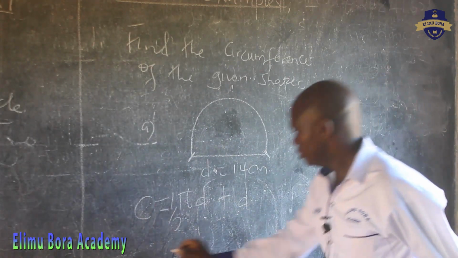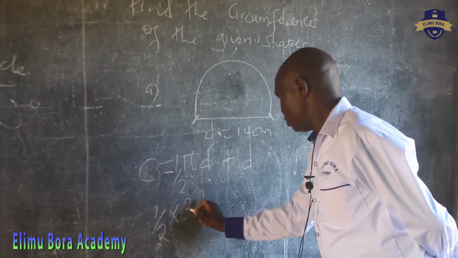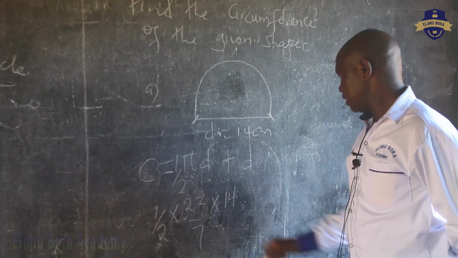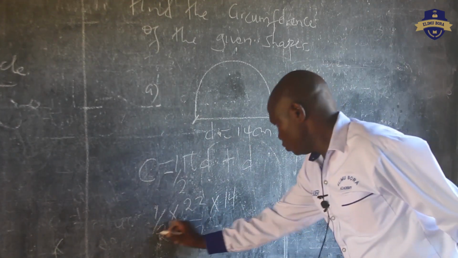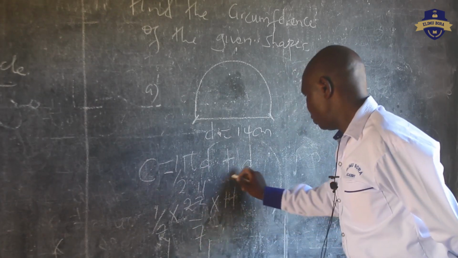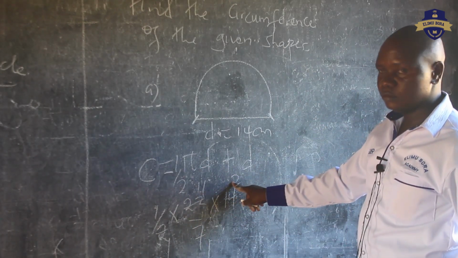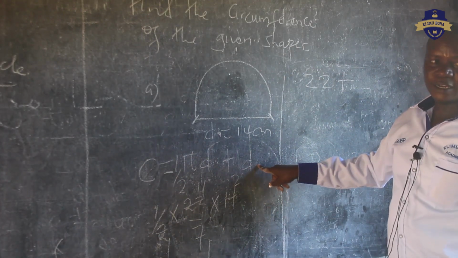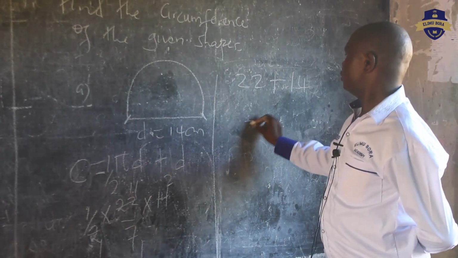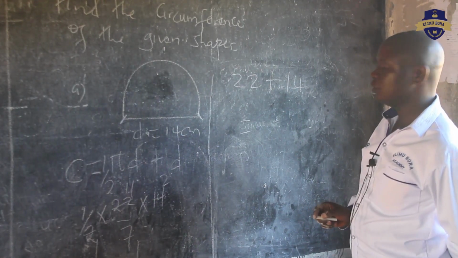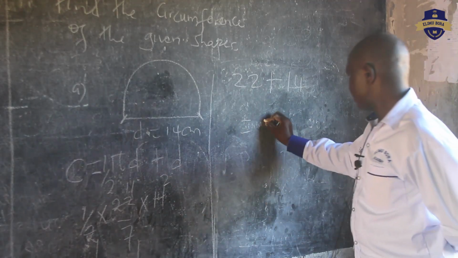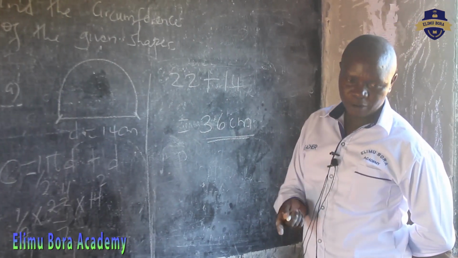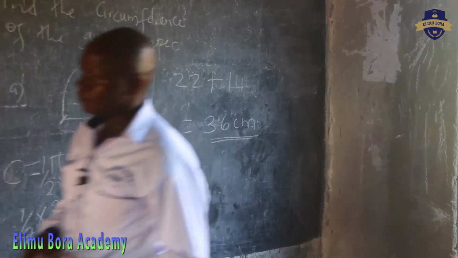Okay. So it will be a half times 22/7 times our diameter 14 centimeter. So 2 goes here 1, here 11, here 1, 2. So 11 times 2, 22, isn't it? Now this 22 we add the diameter, plus 14. So 22 plus 14 gives us 36. So our circumference is 36 centimeter. Are we together? Another example.